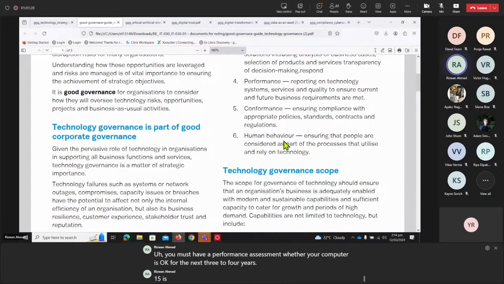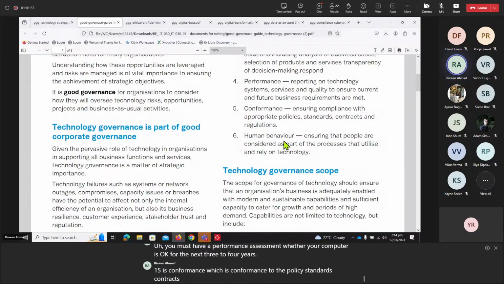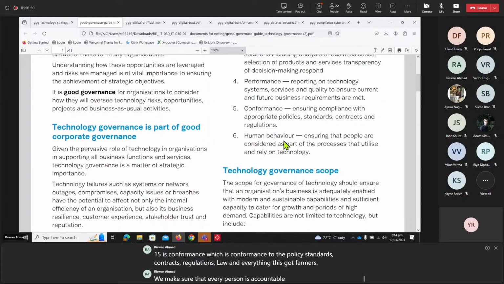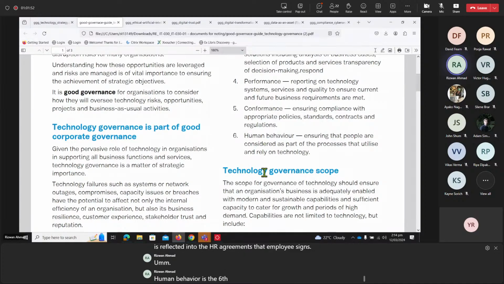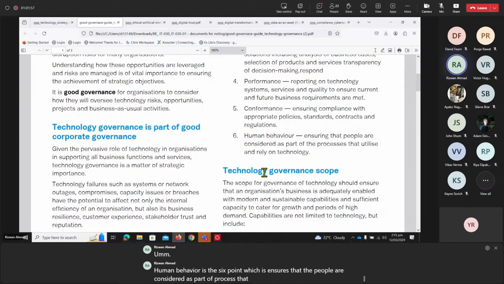The fifth thing is conformance, which is conformance to policy, standards, contracts, regulations, law, and everything. This conformance makes sure that every person is accountable, and that accountability is reflected in the HR agreements that employees sign. Human behavior is the sixth point, which ensures that people are considered as part of the process that utilizes and relies on technology.